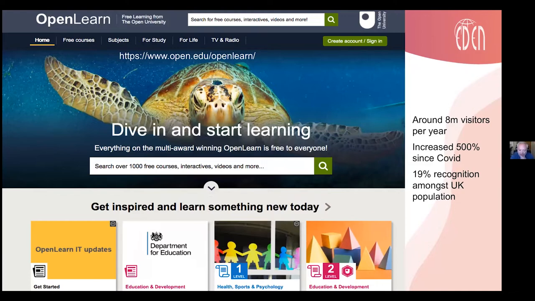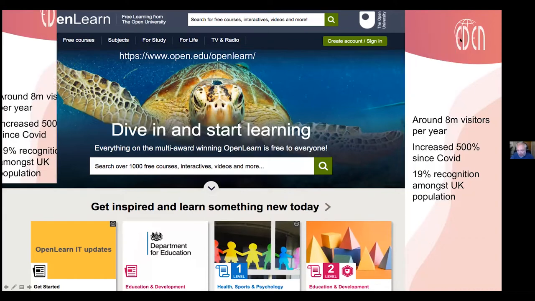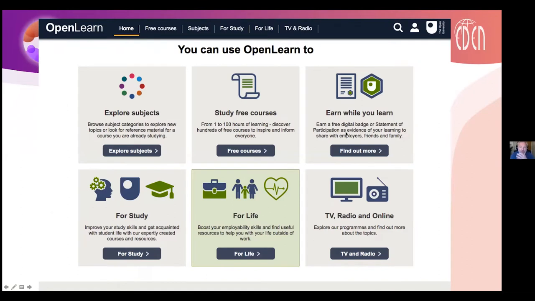It's now our biggest repository. So if you don't know it, it's certainly worth going and having an explore. What you can do there is explore lots of different subjects, study free courses, get digital badges, explore programs, because we have a link with the BBC as well, and boost employability skills. And also we have a link into further study as well.